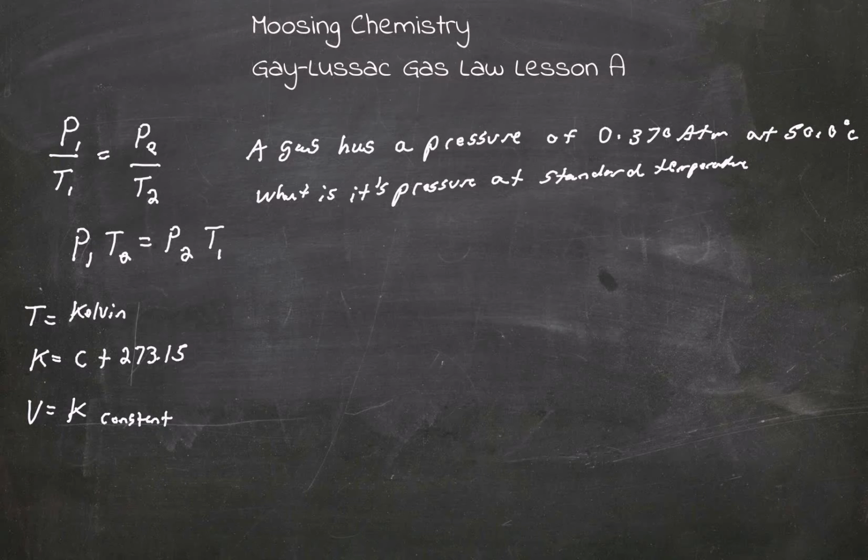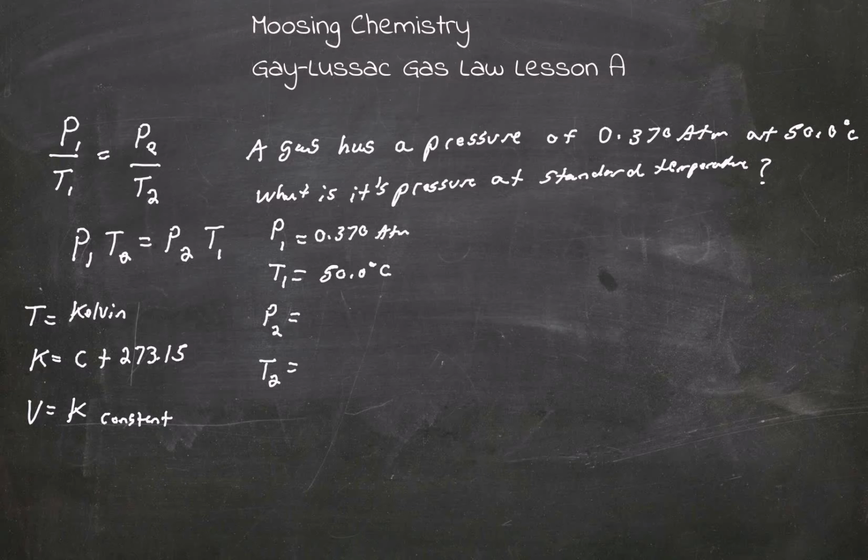All right, let's look at our first problem. A gas has a pressure of 0.370 atmospheres at 50 degrees Celsius. What is its pressure at standard temperature? So remember that it's P1 over T1 equals P2 over T2. So we're going to go P1, T1, P2, T2, and put our little equal signs there. Our first pressure was 0.370 atm. Our first temperature was 50 degrees Celsius.